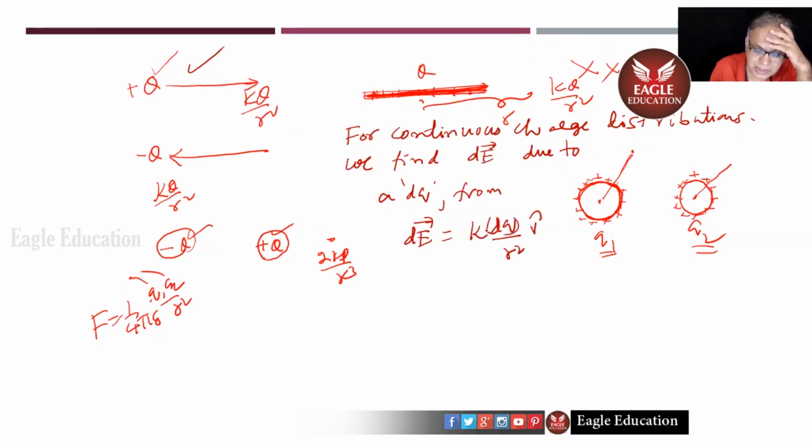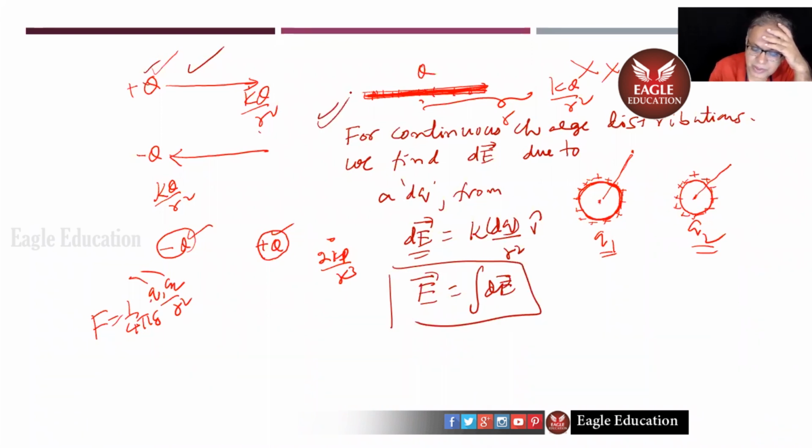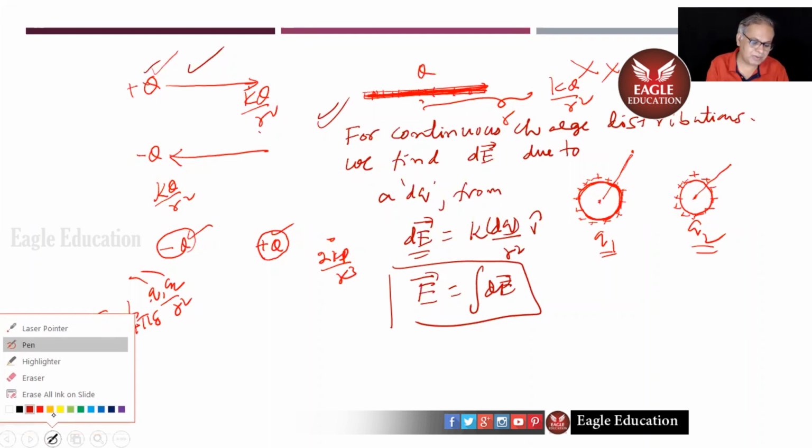When I said dq is like a point charge q, I can write kq by r square, the field of that is dE. So the total field due to the whole charge distribution is the integration of this dE. So this is the meaning of today's lesson. This is the summary of the whole lesson, actually speaking.